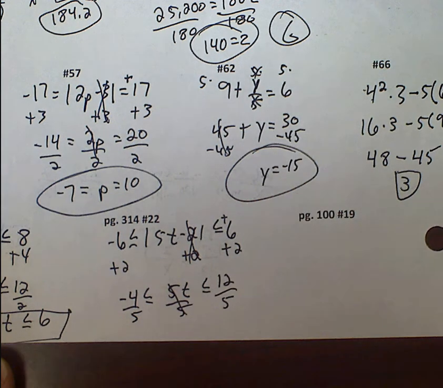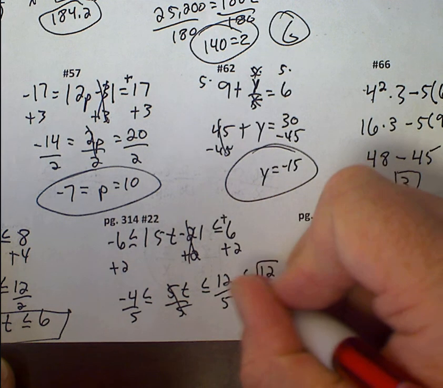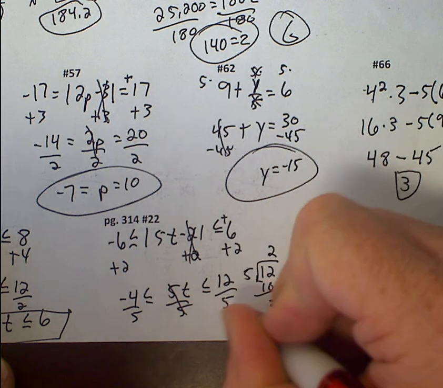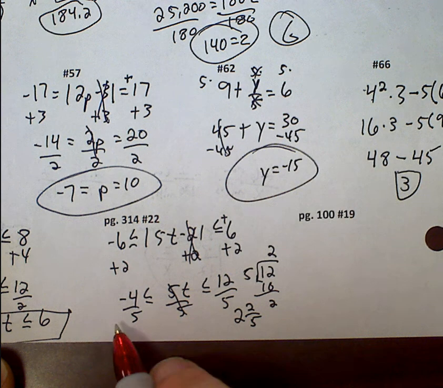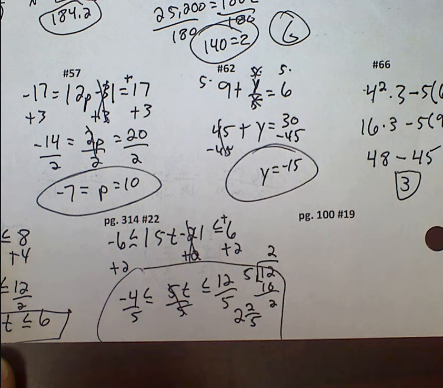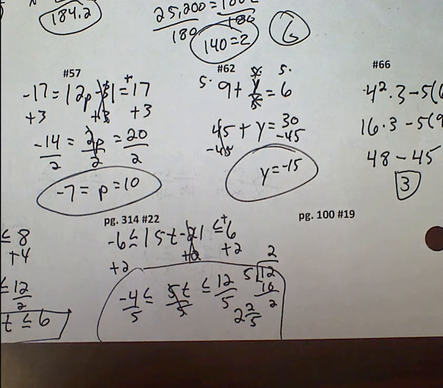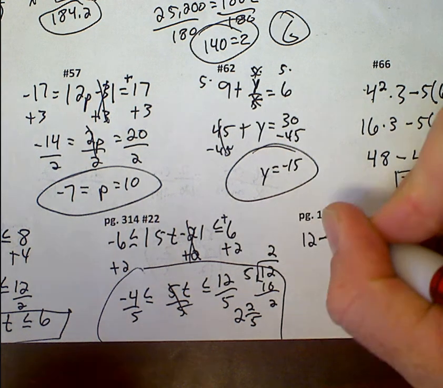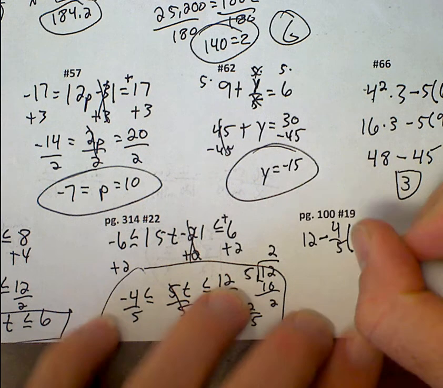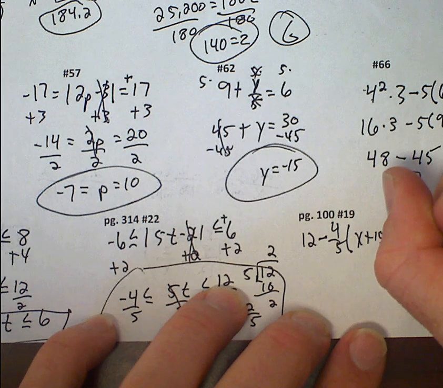So I'm given fractions. So if I take 12 divided by 5, 5 goes in there twice, 2 left over, so 2 2/5, and -4/5. Don't worry about graphing these, I'm okay, as long as you just solve the way in which I solved. We have one more problem, page 100, number 19.